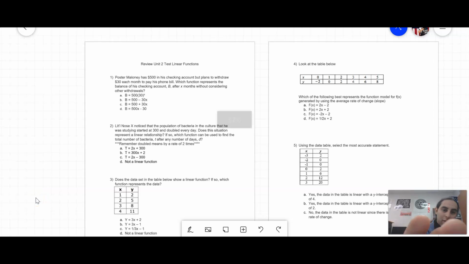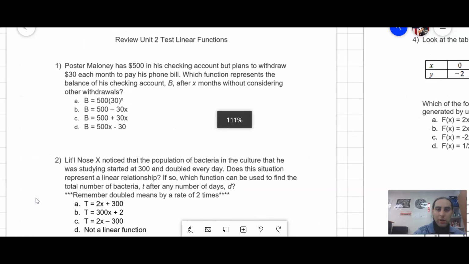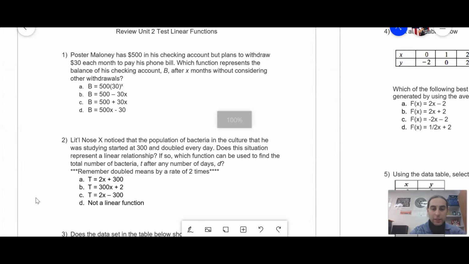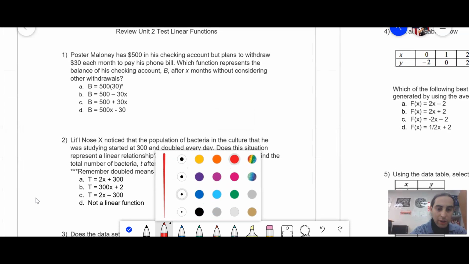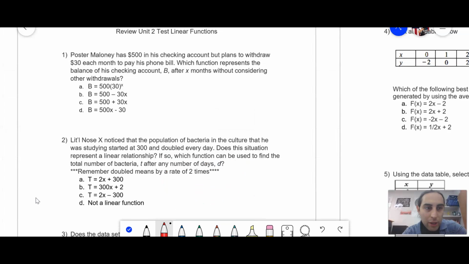Okay, so let's zoom in here. All right, so number one says Mr. Maloney has $500 in his checking account, but plans to withdraw $30 each month to pay his phone bill. Which function represents the balance of his checking account B after X months without considering other withdrawals?